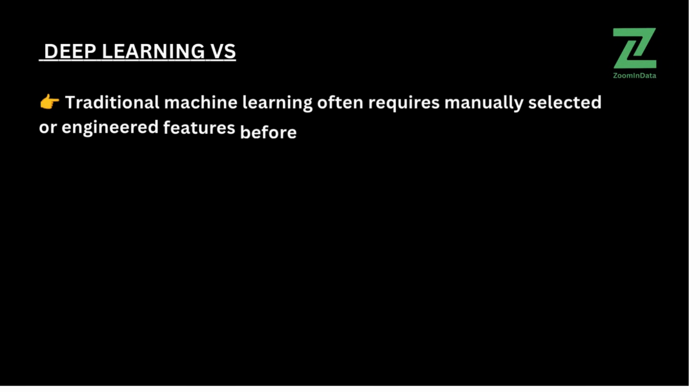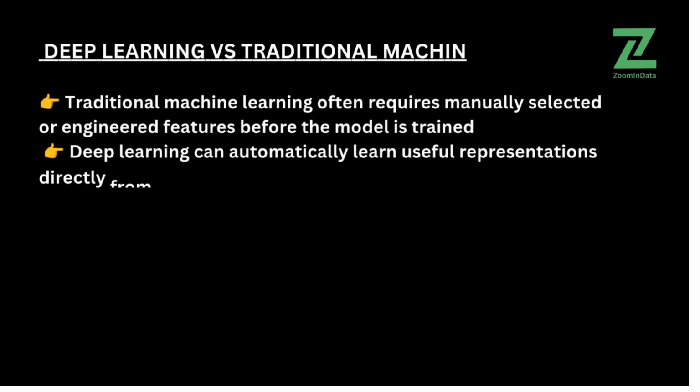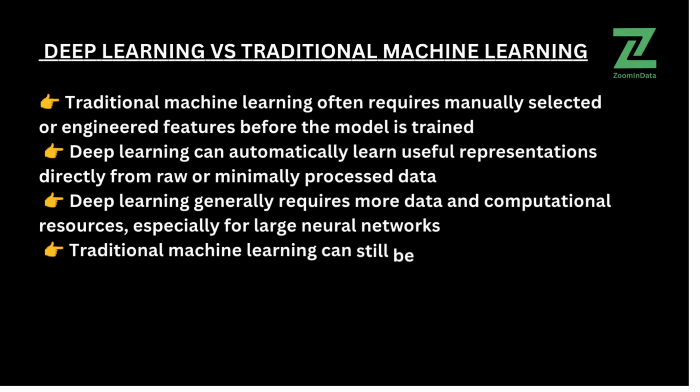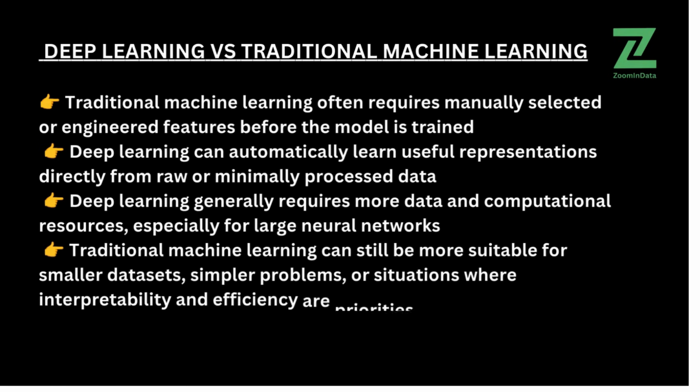Traditional machine learning often requires manually selected or engineered features before the model is trained. Deep learning can automatically learn useful representations directly from raw or minimally processed data. Deep learning generally requires more data and computational resources, especially for large neural networks. Traditional machine learning can still be more suitable for smaller datasets, simpler problems, or situations where interpretability and efficiency are priorities.